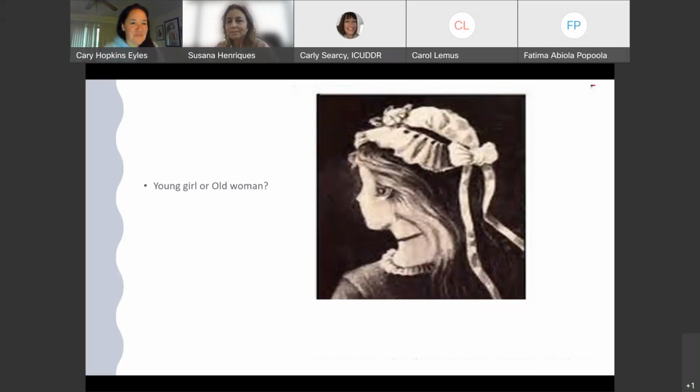Initially, a young girl. Great. That's what I see as well. Anyone else? I'm trying to see the young girl first, but can you see both? Can you see also the old woman? I can't. It took me a minute, but I see it now. Right.